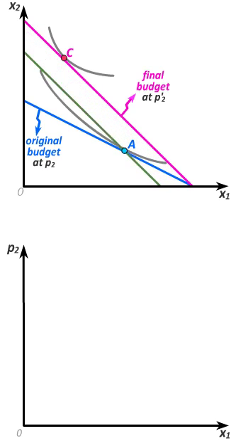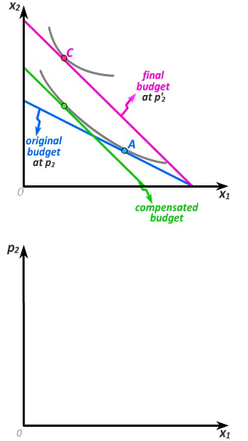To isolate the substitution effect, we take the final budget constraint, move it in parallel until it is tangent to the original indifference curve to come up with the compensated budget and the optimal bundle B on that compensated budget.